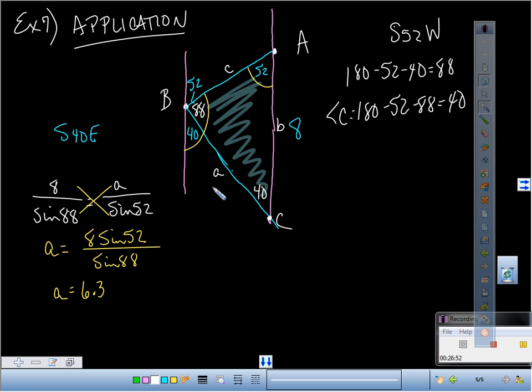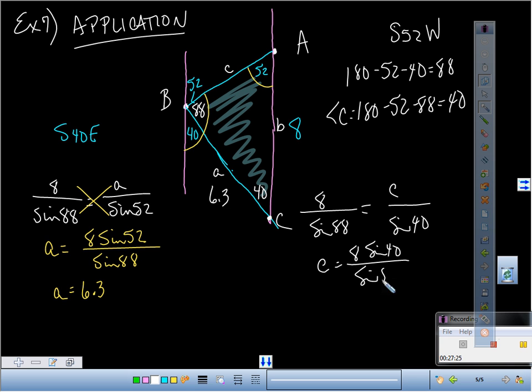Okay, now what are we going to find? This side right here is 6.3. Now we've got to find C. So my proportion is going to say 8 is to the sine of 88 as C is to the sine of 40. So C is going to be 8 times the sine of 40 over the sine of 88. What are you going to get C to be? That's a 5.1.